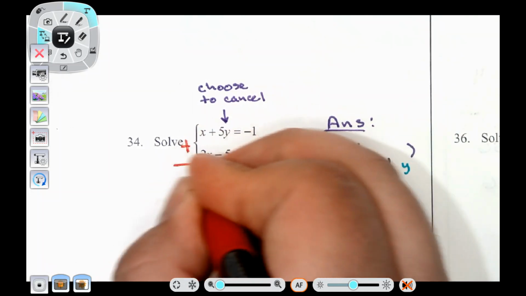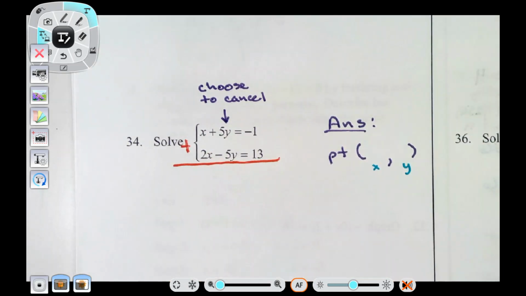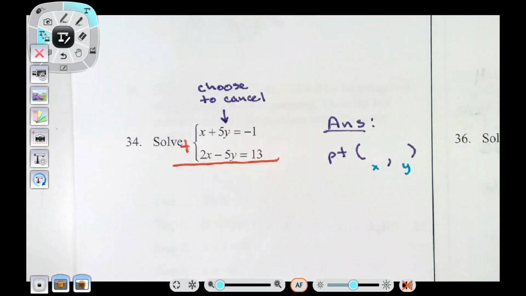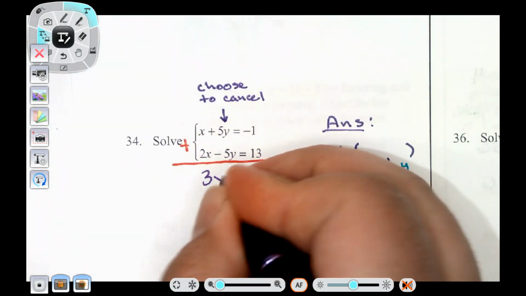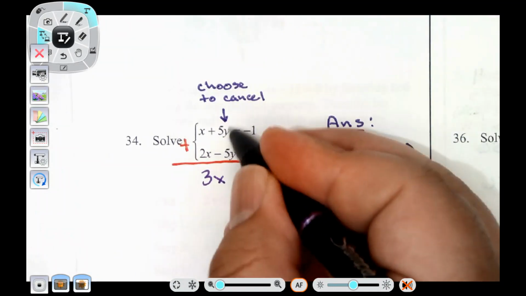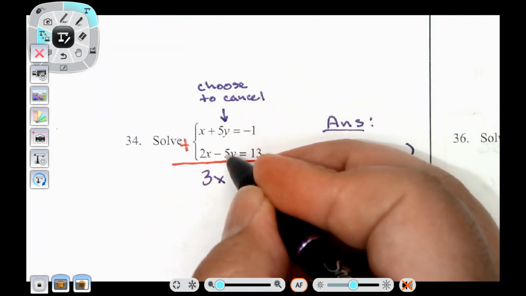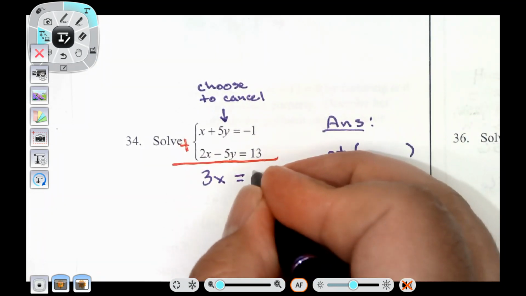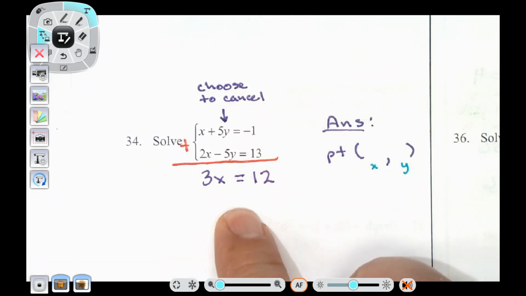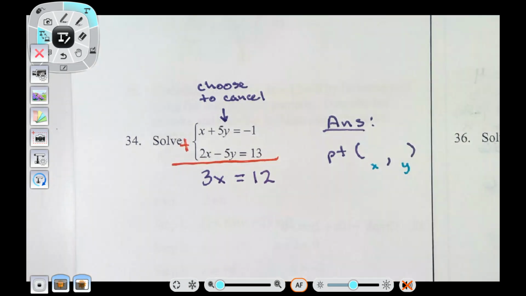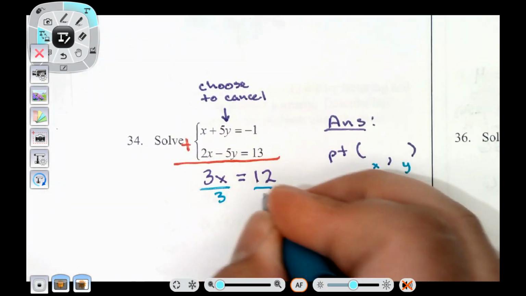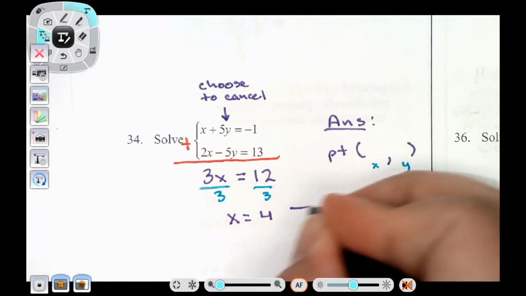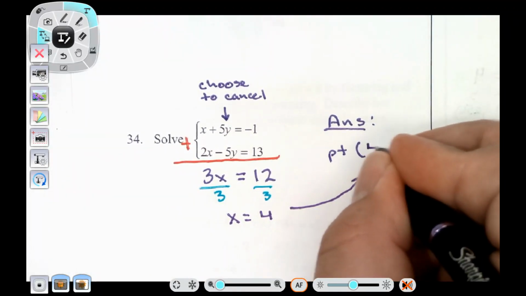I'm going to combine things. So when I combine 1x plus 2x, 3x. What's going to happen to my y's? Cancel, but I don't want to cross them out, but they are canceling. Equals -1 plus 13. Well, that's just a 12, and there it is. Look, now I can use this, do a little division, and just like that, x is equal to 4. So I have my x value. My x value is 4.